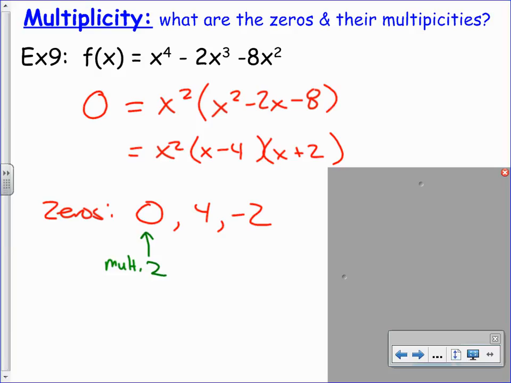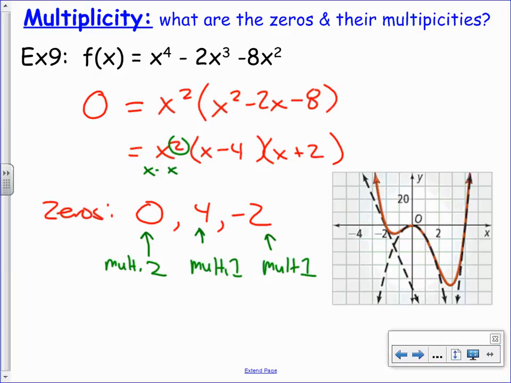It's 2. It's okay. It's all good. Remember, this is x times x. This number 4 has a multiplicity of 1. And -2 has a multiplicity of 1, and 2 plus 1 plus 1 is 4. Ta-da! There it is. And here's what the graph looks like, just for your reference.